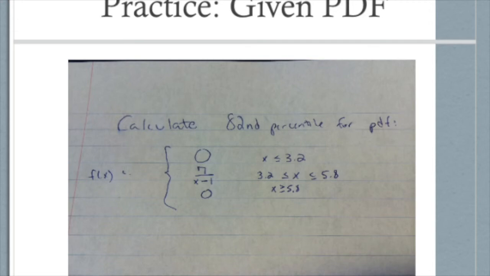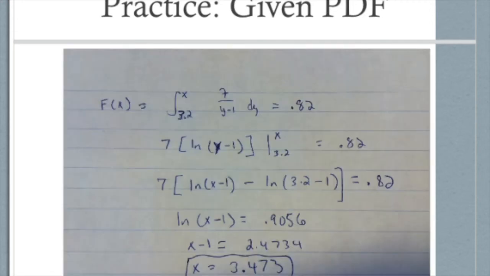For our next example, calculate the 82nd percentile for the given PDF. Pause the video and take a minute to try. If given an irregular PDF function, we take the integral of the given function with respect to y from the lower bound to x. This integral is set equal to our percentile. After calculating, we find that x is equal to 3.473.